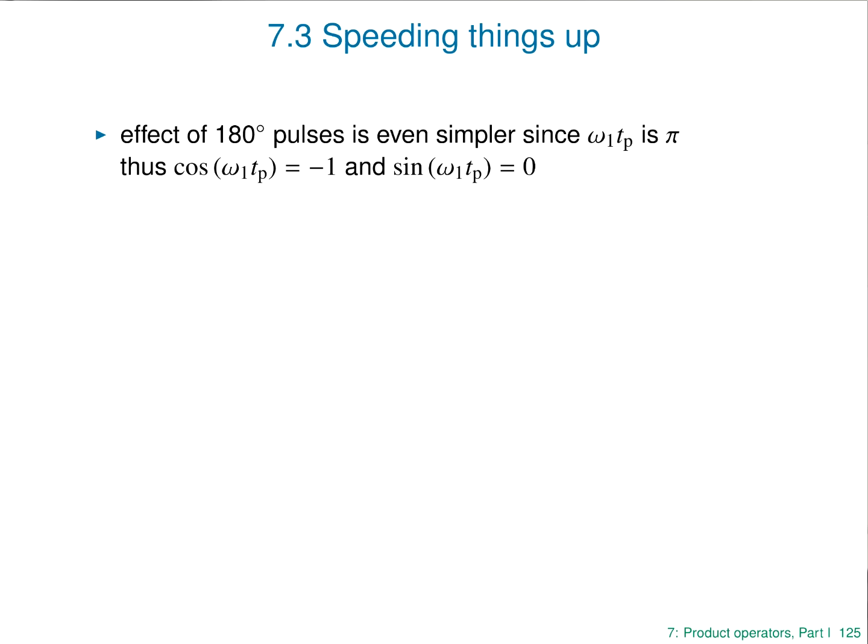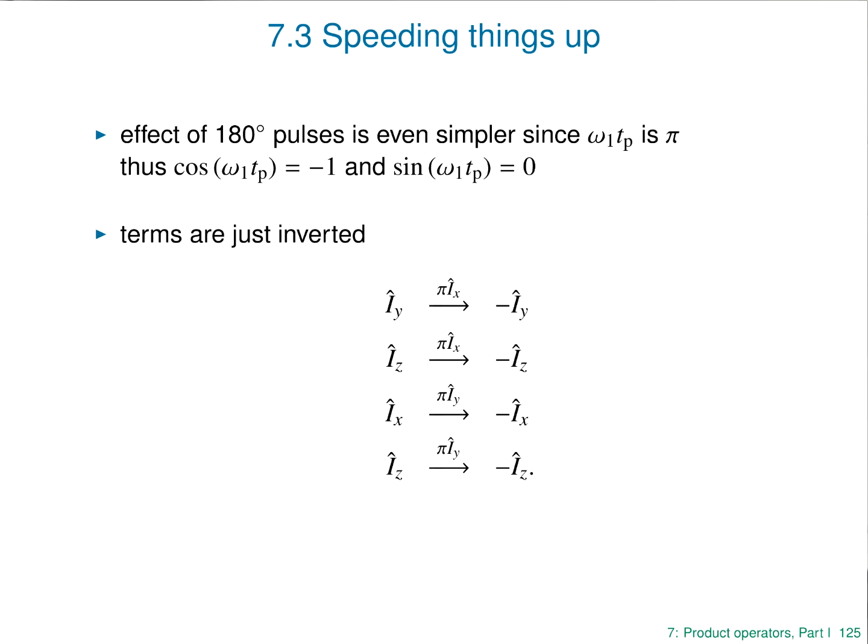And in fact, 180-degree pulses are even simpler, because cos of 180 is minus 1 and sine of 180 is 0. So basically all that 180-degree pulses do is flip a few signs around. So for example, if I take iy and I do a pi pulse about x, it becomes minus iy. If I do iz and I do a pi pulse about x, it becomes minus iz, and so on. So again, once you get the hang of this, you don't laboriously go through every step of writing out the pulse as having an arbitrary duration. You usually go immediately to the final result. So that will save time.